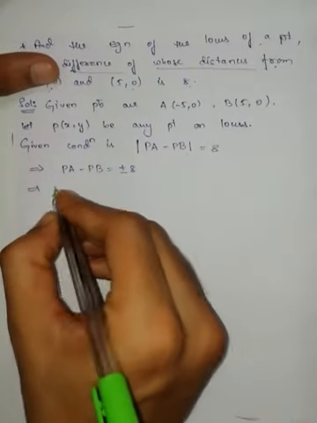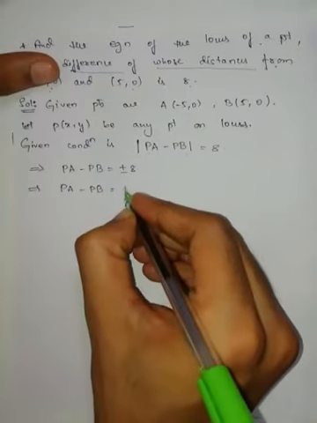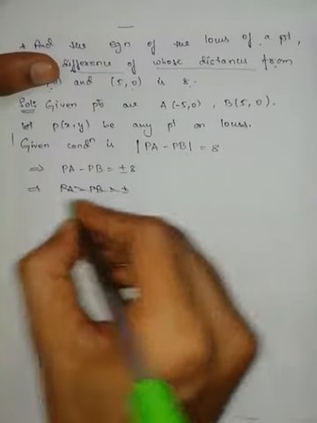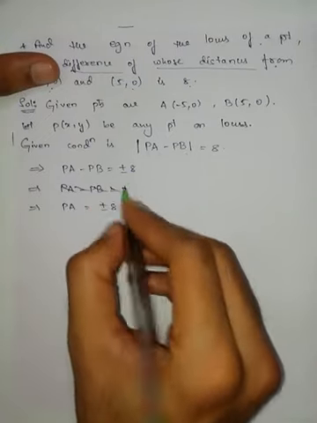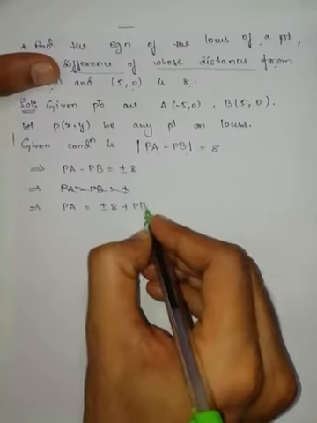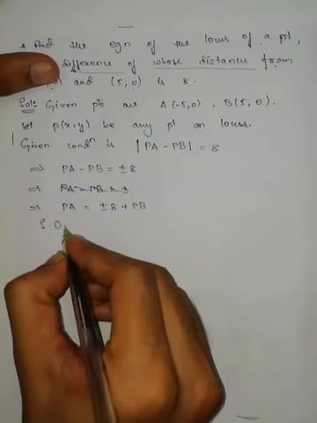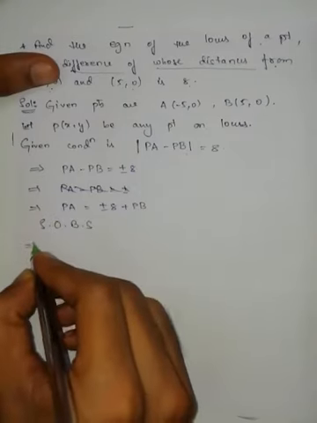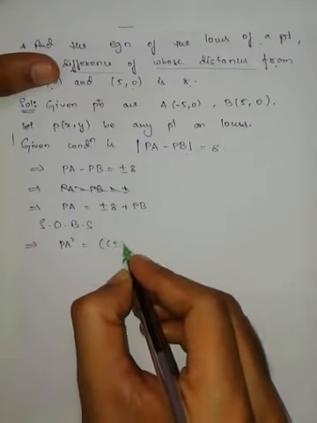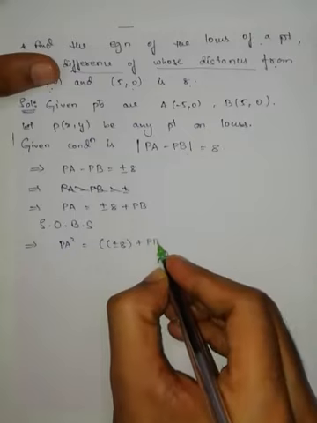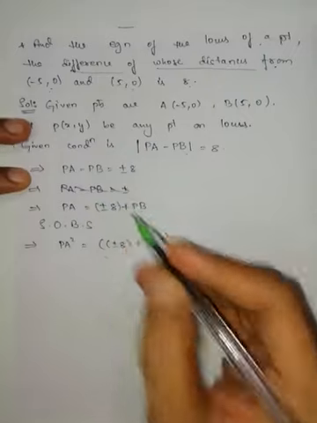Now sending this PB to the right hand side, PA is equal to plus or minus 8 minus PB. If it goes to the other side, it becomes plus PB. Now I am going to square both sides. This implies PA square is equal to plus or minus 8 plus PB whole square. If you want, you can write it like this.